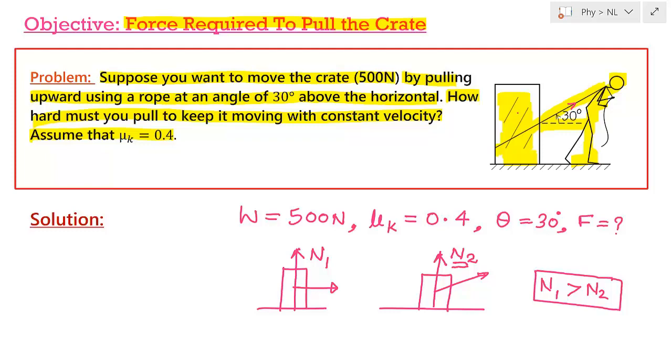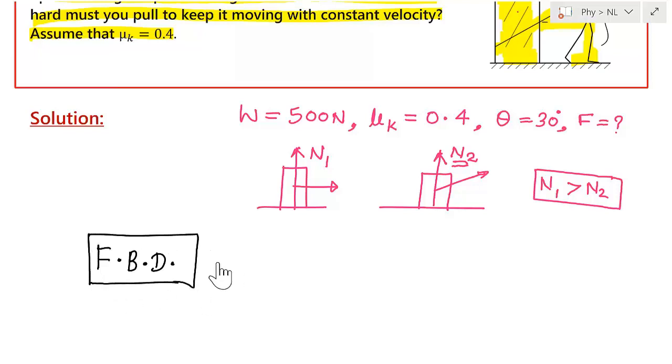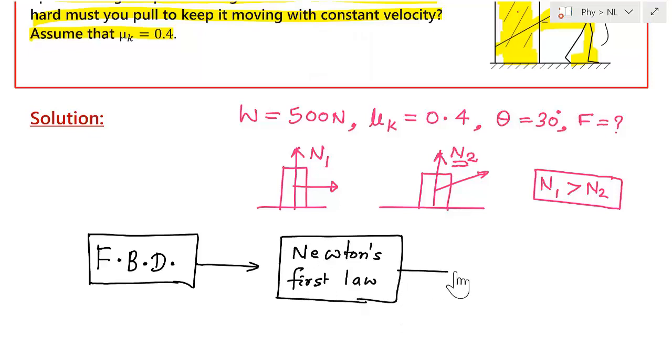So how will you solve this problem? What will be the flow chart for solving this problem? Once again, first I have to draw the free body diagram. If you have any problem related to Newton's law, the initial thing you have to do is draw the free body diagram. Once you know the free body diagram, since the object is in equilibrium, you can use Newton's first law. So let us apply Newton's first law. Once you have written Newton's first law, you can formulate the equation and solve, and that will give you the value of the unknown.